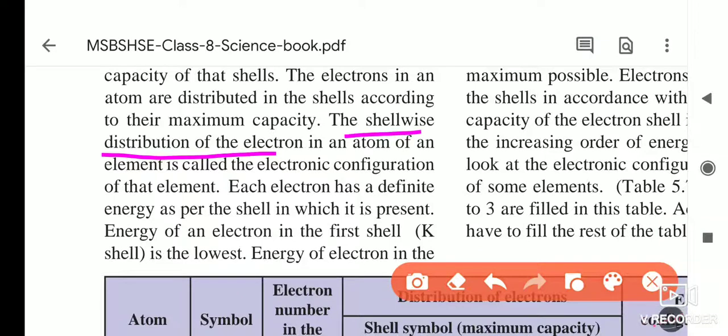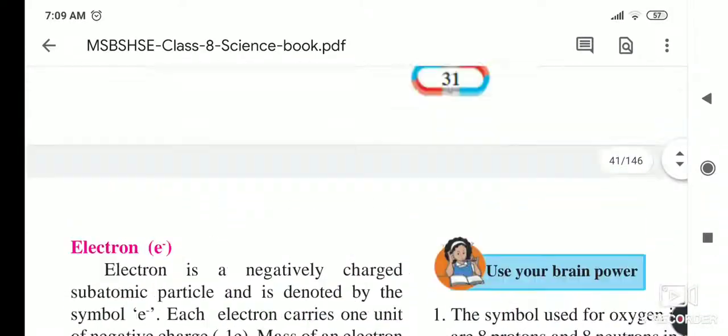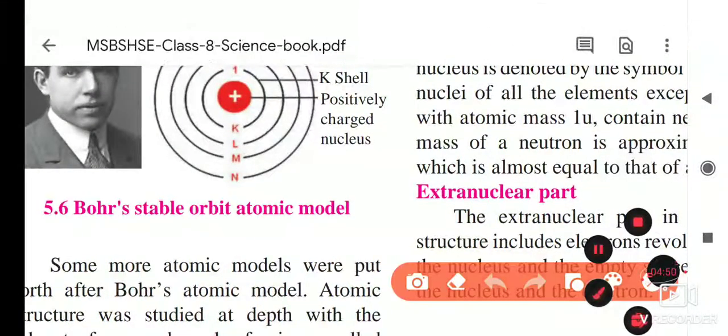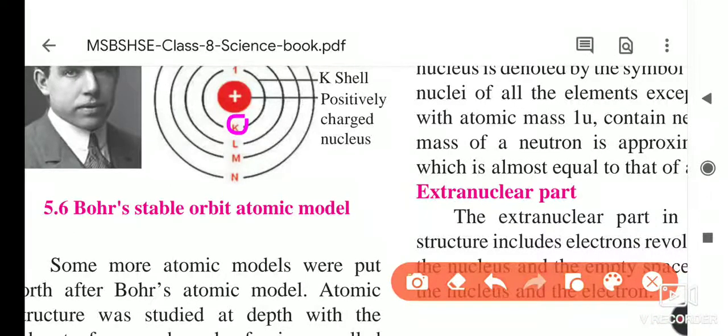The shell-wise distribution of the electrons in an atom of an element is called the electronic configuration of that element. Each electron has a definite energy, and that energy depends upon the orbit in which it is present. The energy of an electron in the first shell, the K shell, is lowest. The first shell is K, then L, M, N. The energy of K is less than that of L, less than that of M, less than that of N.